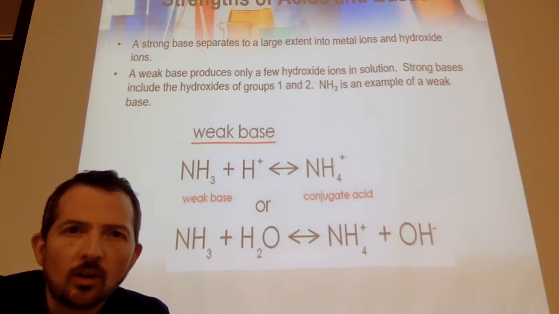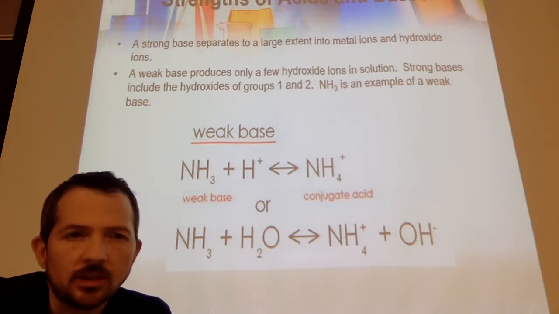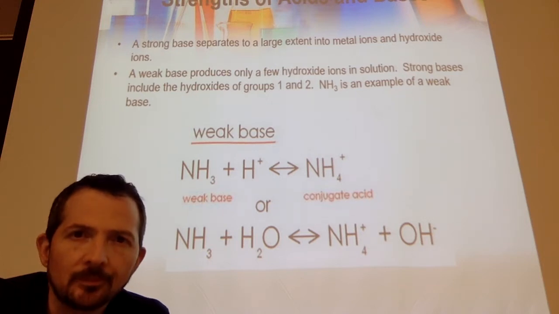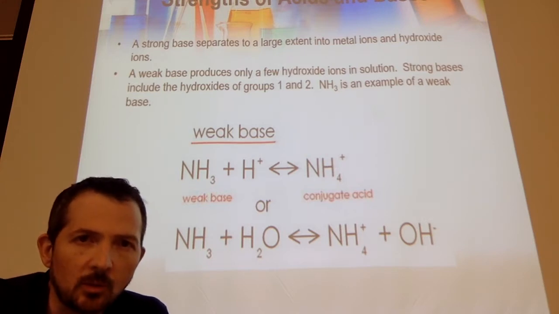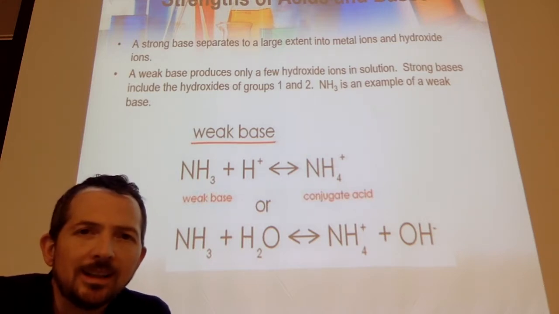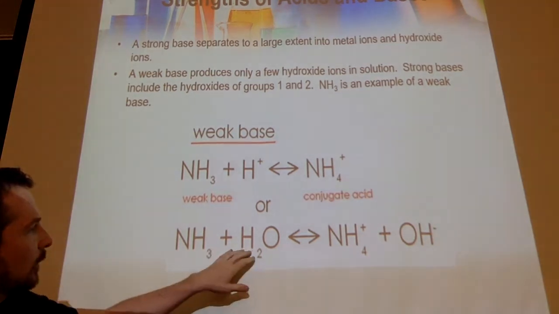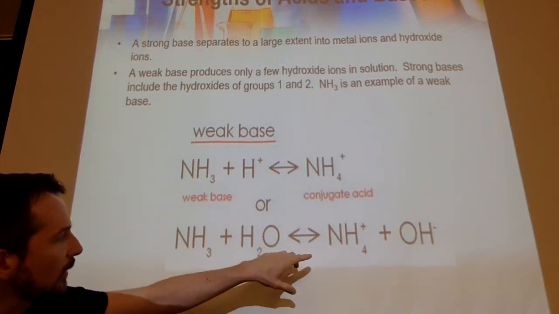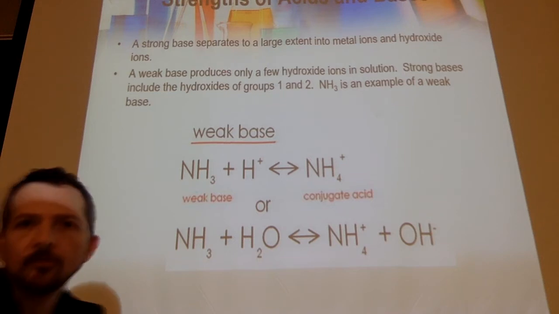A strong base separates to a large extent into metal ions and hydroxide ions. A weak base produces only a few hydroxide ions in solution. So again, same definition as strong electrolyte, weak electrolyte. Strong bases include the hydroxides of group 1 and 2, so that's easy to remember. Anything that's hydroxide, group 1 and 2 is going to be a strong base. Ammonia is an example of a weak base. If you look at this example, ammonia with water, it's a reversible reaction, so I have both ions and molecules in solution.